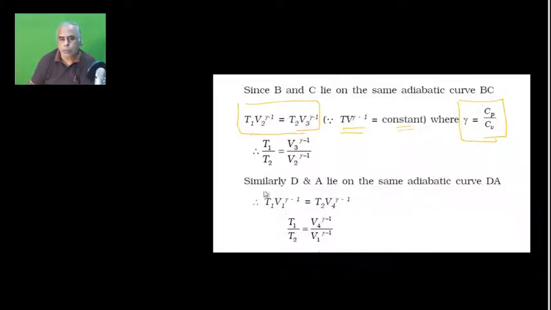Okay. So similarly for DA, that lies under the adiabatic curve DA. So T1 V1 power gamma minus 1 is equal to T2 V4 power gamma minus 1. Therefore you can bring this T to this side. So T1 by T2 is equal to V4 power gamma minus 1 by V1 power gamma minus 1. Okay, so we are completely relating with the adiabatic.